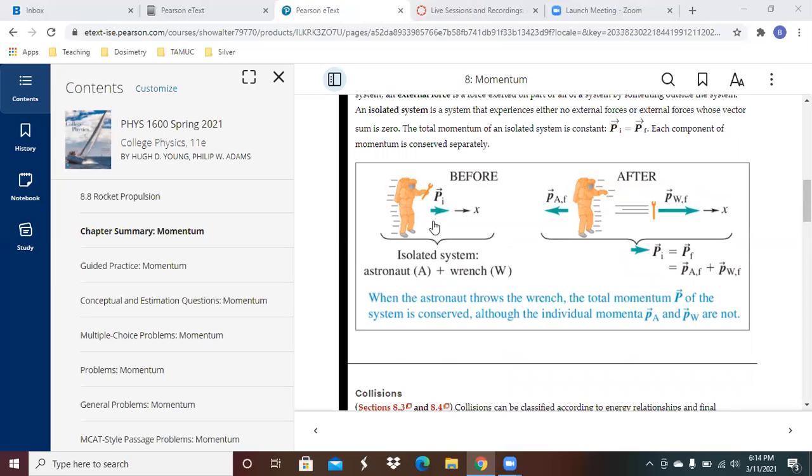So say, for instance, you've got an astronaut who's got a wrench, and then for whatever reason, he throws it. So you've got the momentum before here, and then you've got the momentum afterwards. When the astronaut throws the wrench, the total momentum of the system is conserved. Although the momentum of the astronaut afterwards and the momentum of the wrench are going to be different now, different from the momentum of the system that you had before.